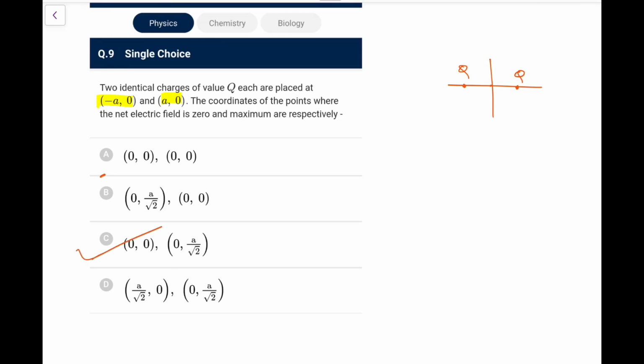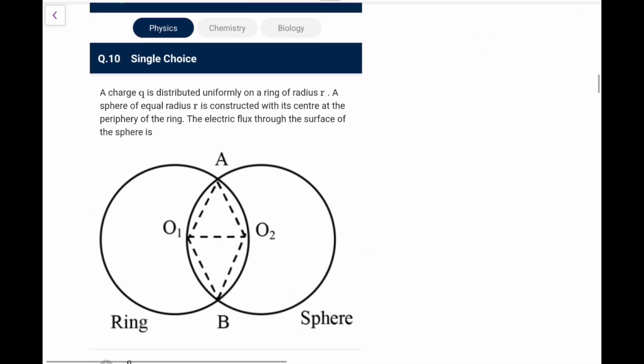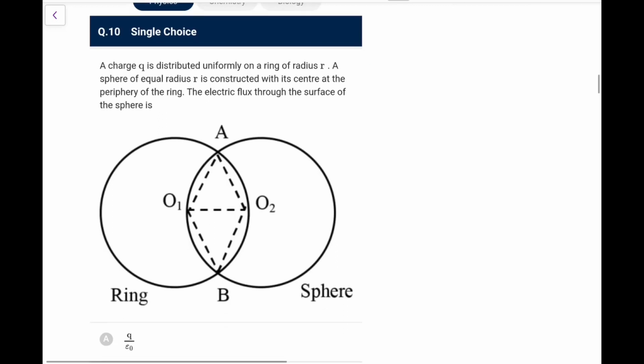No need to solve it. If you wish, you can solve it. Best thing is to treat them like a ring, and a ring has a maximum field at R by root 2, so I can take R as A, so it would be at A by root 2. So again I can make it out at 0 comma A by root 2, but you could directly do that also. Options were not smartly designed.